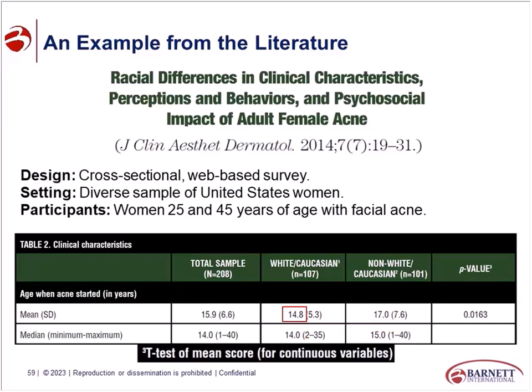Now, the one thing you should notice here: we're comparing whether there is a significant difference between the age of acne onset in white Caucasian versus non-white Caucasian women, and you notice a p-value of 0.0163. You may already know that this is a significant p-value because the p-value is less than 0.05. But we're going to unpack this example and look at how this p-value is actually calculated and what it actually means, and look at a different interpretation of a p-value that is not as commonly used.